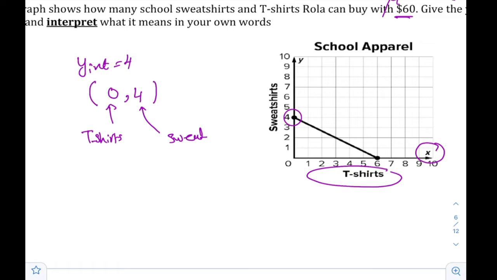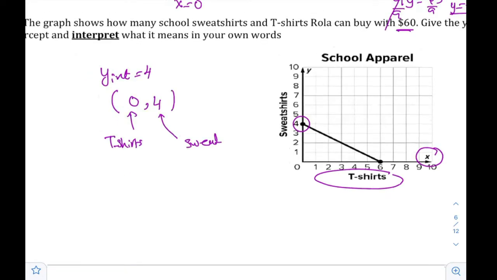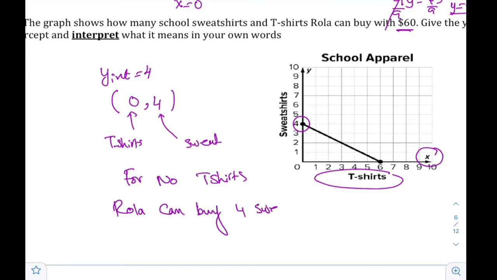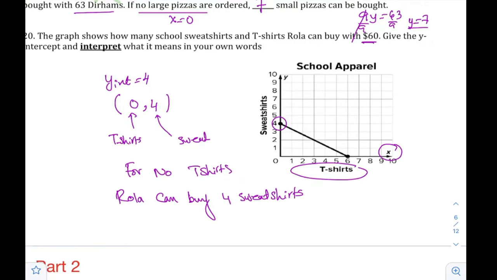This means that at the y-intercept, no t-shirts were bought. So that means if Rula decides not to buy t-shirts, for no t-shirts, meaning the number of t-shirts is 0, Rula can buy 4 sweaters or sweatshirts because her budget is $60. That means each one will cost 15. Okay, perfect.